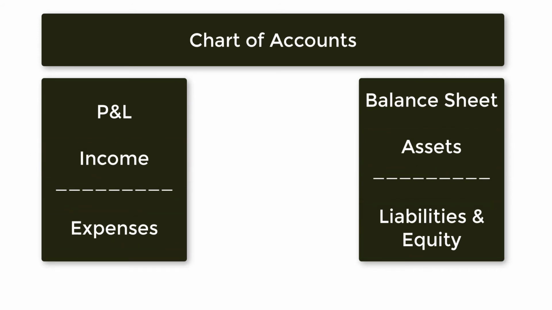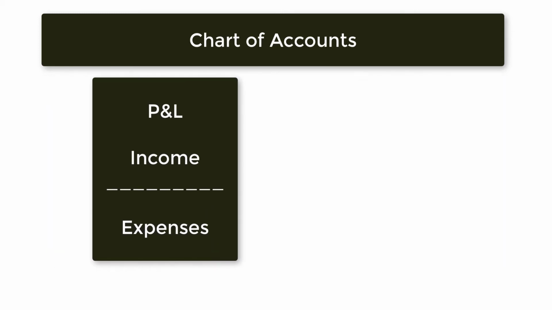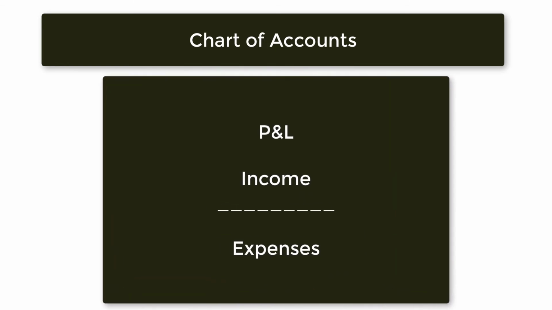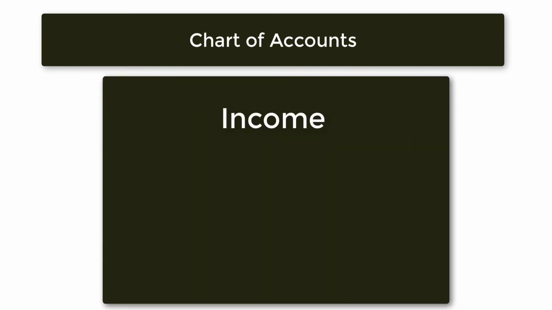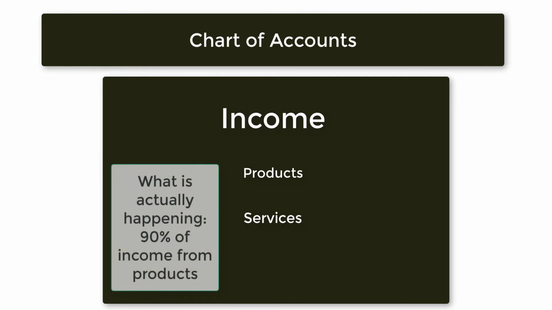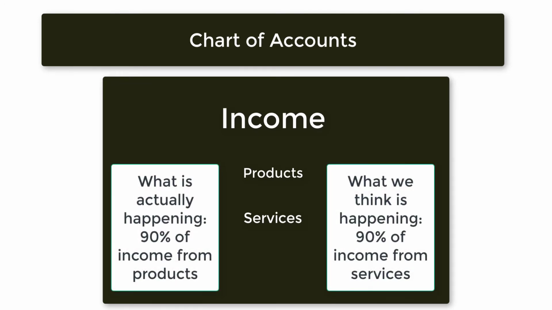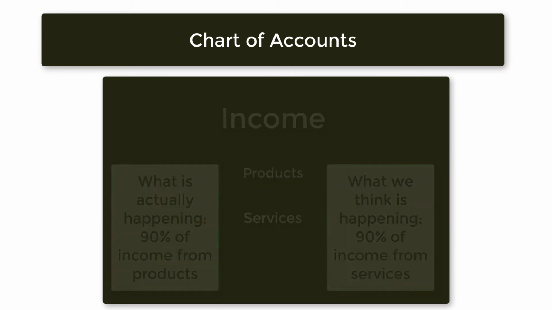We need to decide which transactions belong in each of those different sections, and if there are subsections we care about. For example, if we zoom in on the income side of the P&L, let's say we make our money from a combination of products and services. We probably want more than one income account, because if we're making 90% of our income from products, but we think we're making 90% of our income from services, there's a good chance we'll make decisions that we'll later regret.